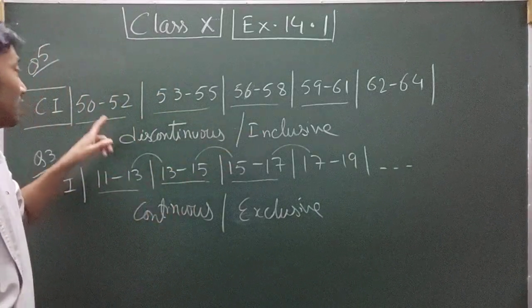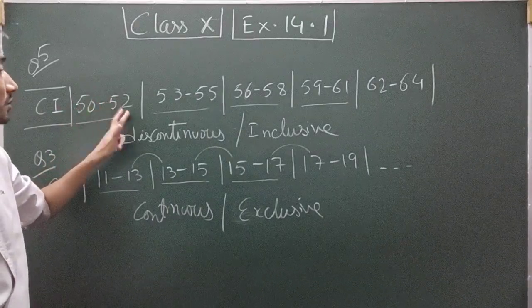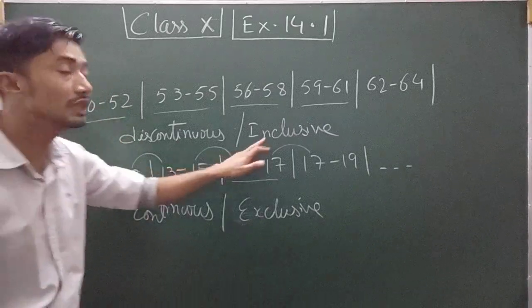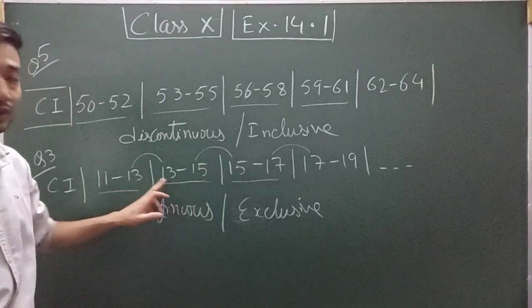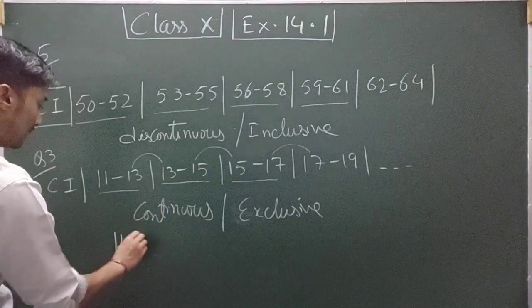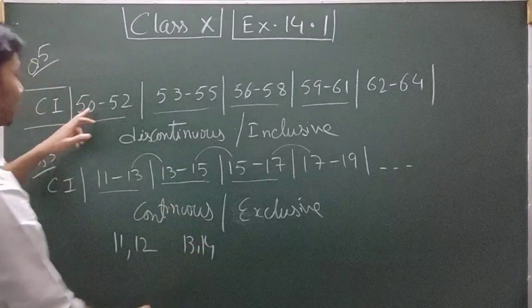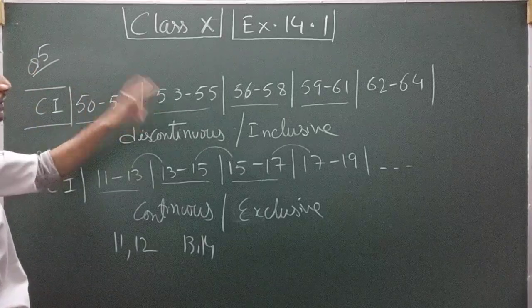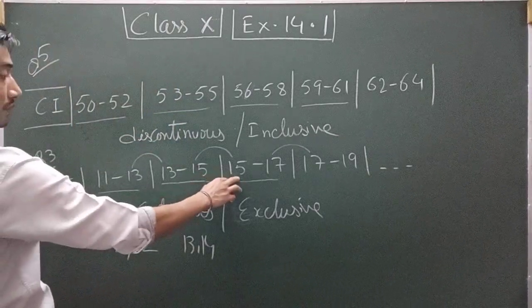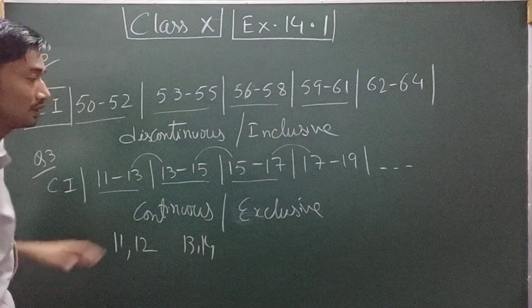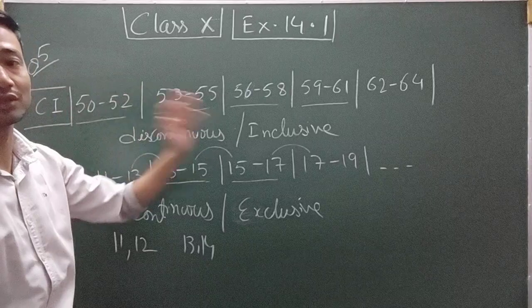Inclusive again, why? Because here the values that are included are 50, 51, 52. That means 52 is included. That's why it's called inclusive. Whereas here 11 to 13, but 13 is again here, so here actually we count only 11 and 12. Here 13, 14. Whereas here we will be counting 50, 51, 52, because 53 is from the next one. So 53, 54, 55. Whereas here again 15, 16, 17 in the next class only. That's why here the last value is excluded, so it's called exclusive. This one is included, that's why it's called inclusive.